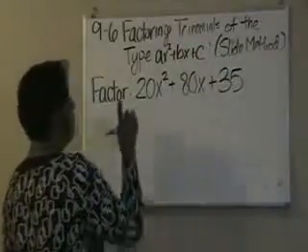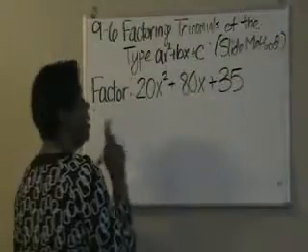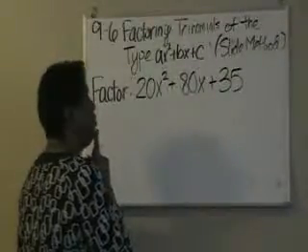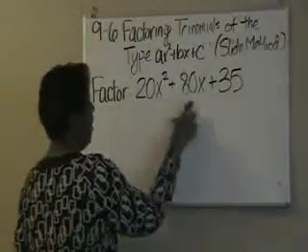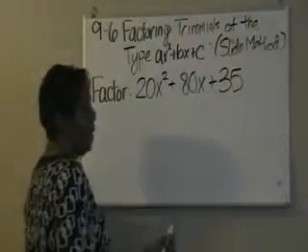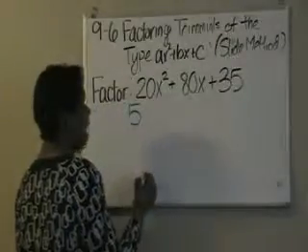Okay, now we're on factoring, but when you look at this problem, it'll just say factor, okay? But the thing you need to look at to save yourself is, do they have anything that I can factor out? I want to factor out a monomial, 20, 80, and 35. They all have 5 in common, okay? So I would factor out 5.